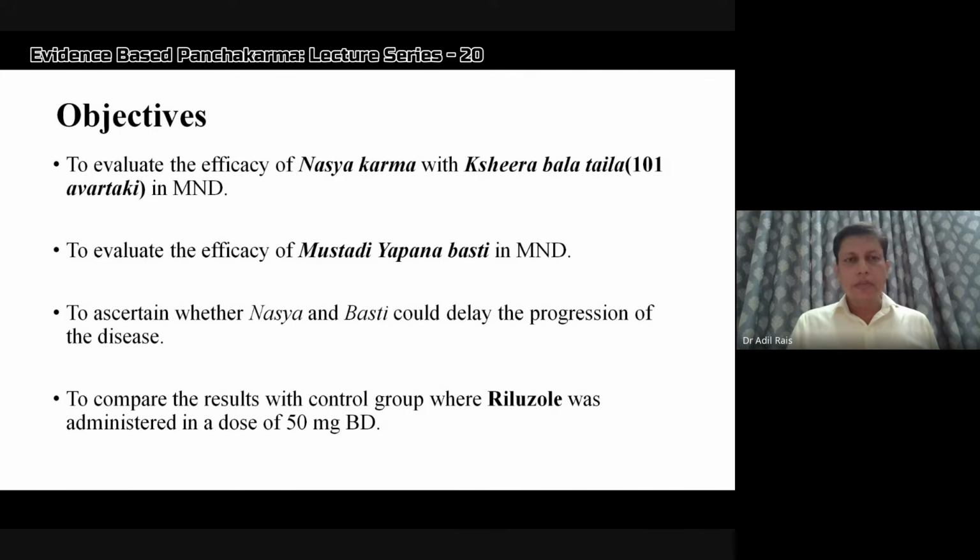The objectives consisted of evaluating the efficacy of Nasya Karma with Avartit Sheer Balatel, evaluating the efficacy of Mustadi Yapan Vasti, and the third point is very important: to ascertain whether Nasya and Vasti could delay the progression of the disease. This was the most important objective.